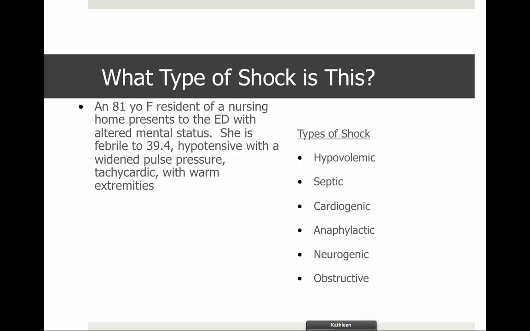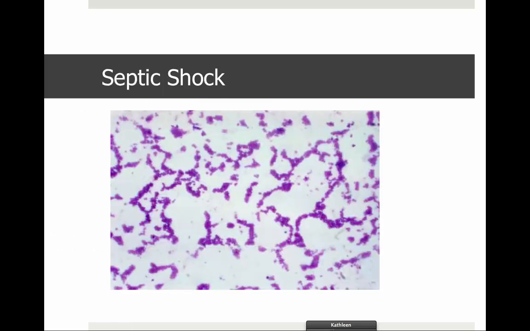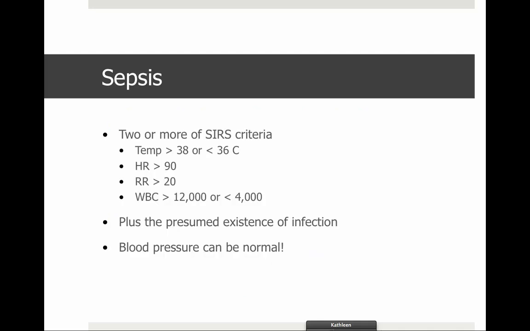What type of shock is this? You have an 81-year-old female resident of a nursing home, presents to the ED with altered mental status. She's febrile to 39.4, hypotensive with a widened pulse pressure. Patient is tachycardic with warm extremities. Example of under the microscope, what that bacteria looks like.